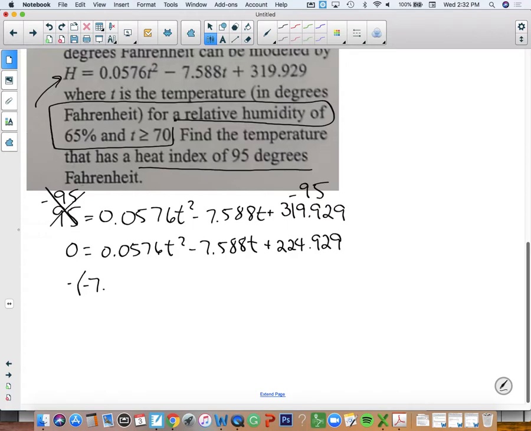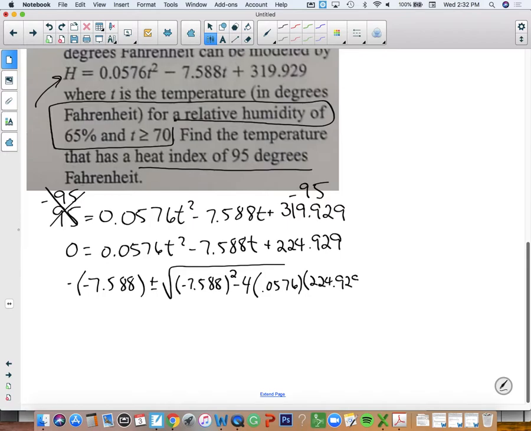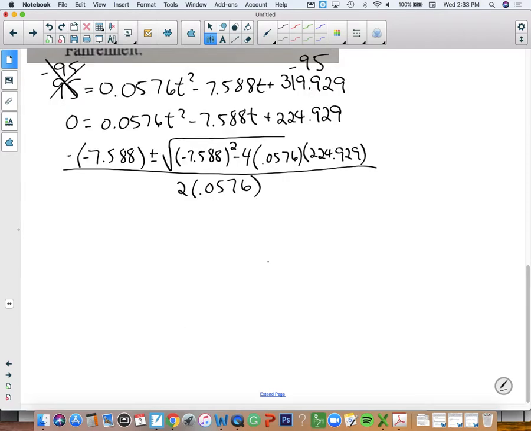So negative 7.588, so that's opposite b, plus or minus the square root of b squared. So that's negative 7.588 squared minus 4a, where a is 0.0576, c is that 224.929, all over 2a. Okay. So it's a lot of calculator work here. You're punching that whole thing in your calculator. So let's simplify it down a little bit.